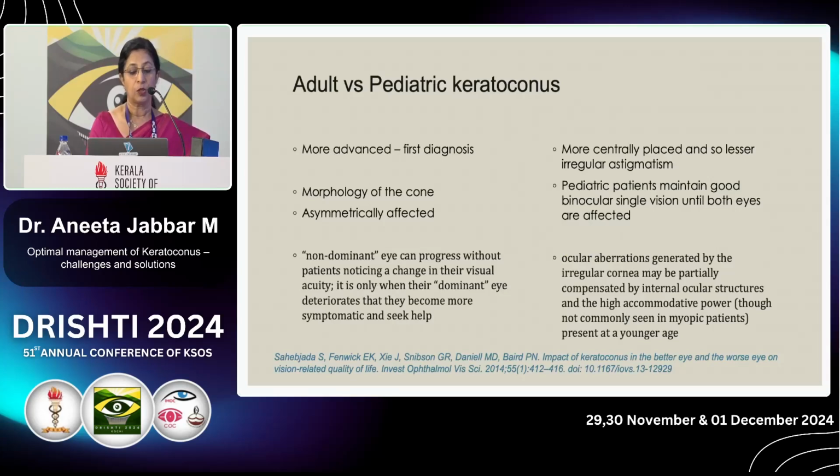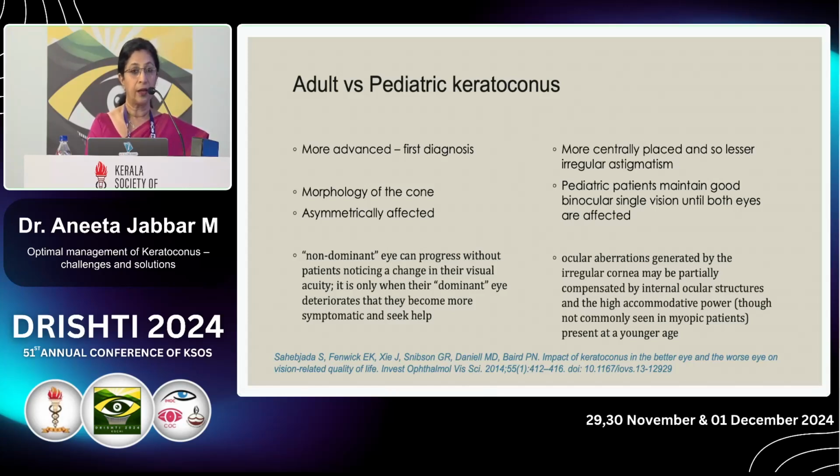So comparing the adult and the pediatric keratoconus, at the first diagnosis itself, it will be in a more advanced stage. Morphology of the cone also will be different from the adult because the cone will be more centrally placed and so has lesser irregular astigmatism, and the pediatric patients maintain a good binocular single vision until both eyes are affected. That is why they present later, and both eyes will be asymmetrically affected.